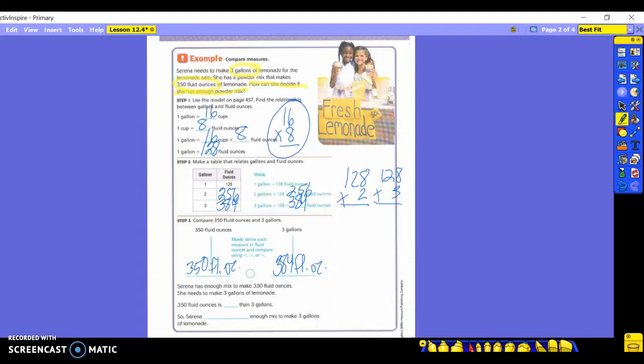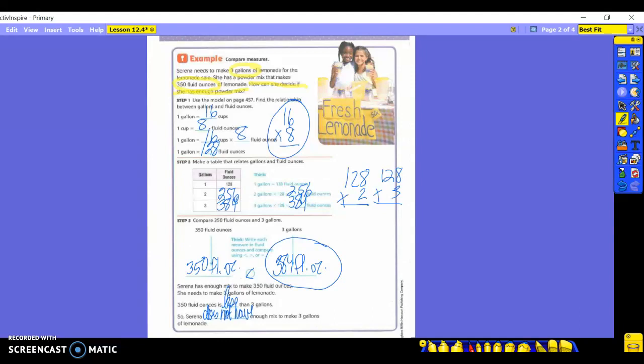Okay, so what do we know about this? Let's read it. 350 fluid ounces is less than 384 fluid ounces. So it says Serena has enough mix to make 350 fluid ounces. She needs to make 3 gallons of lemonade. So she needed this. Yes? So 350 fluid ounces is, we just said it, less than 3 gallons. So that means that she does not have enough. So you're going to write, does not have enough mix. She has 350 fluid ounces, and we need 384 fluid ounces. So she's short.